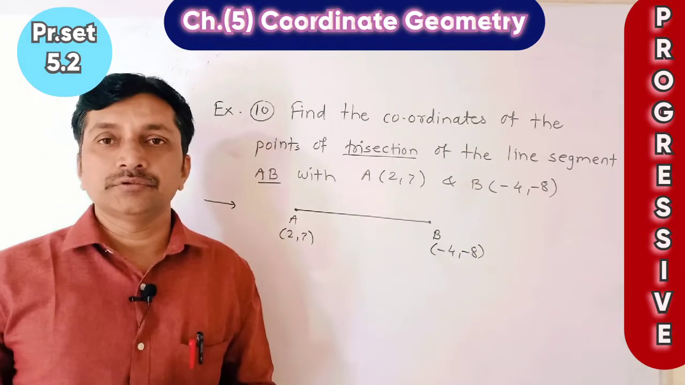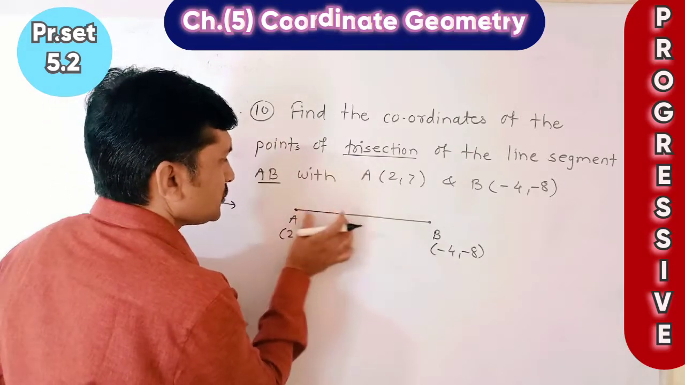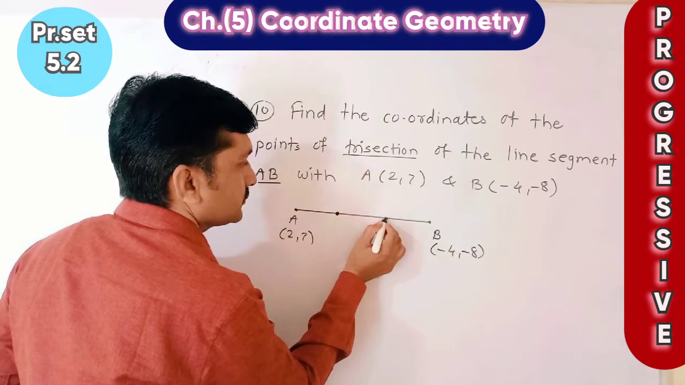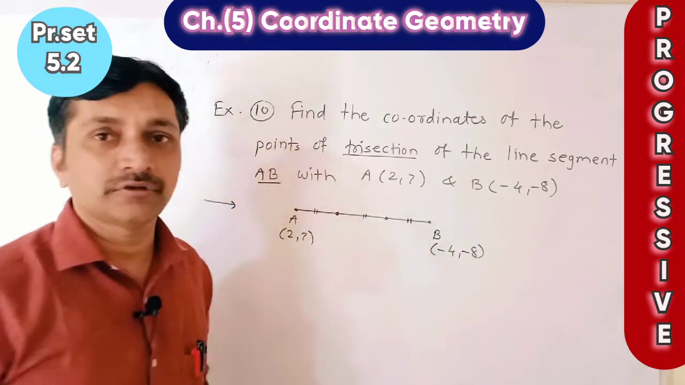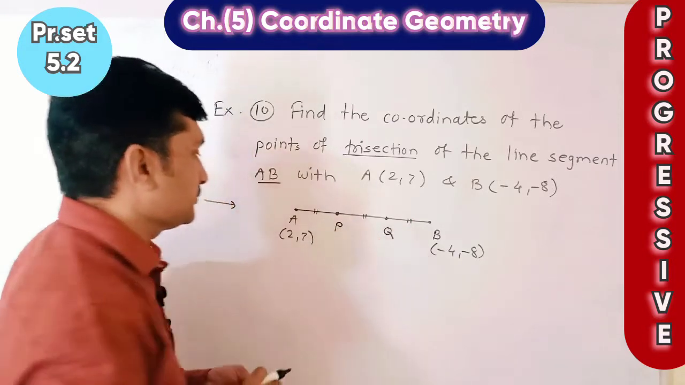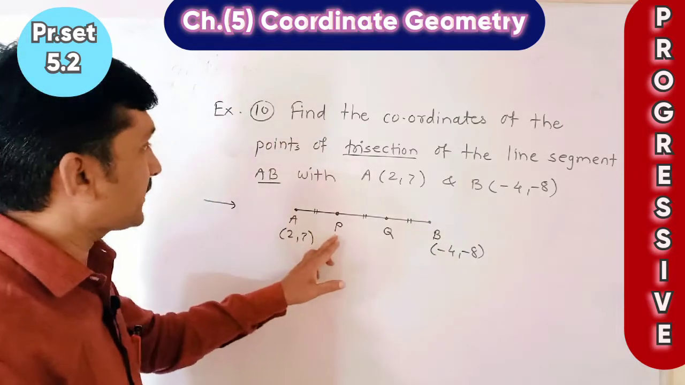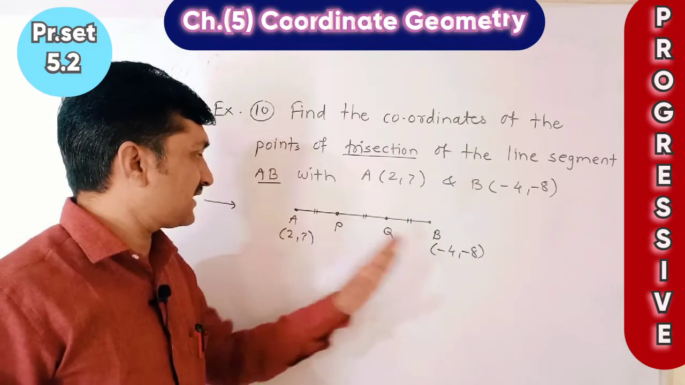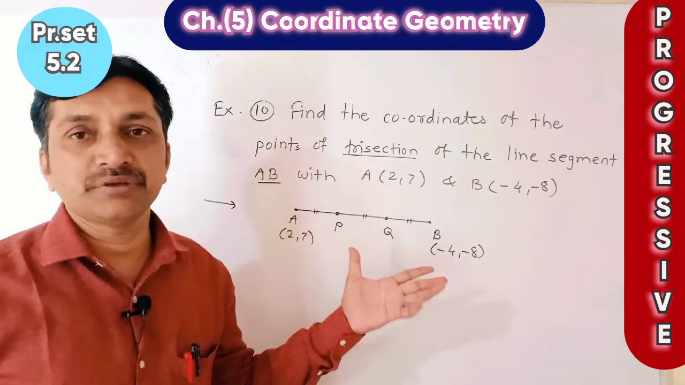This segment is divided into three equal parts: one part, two parts, and a third part. All these three parts are equal. Trisection means three parts, and I give the points the names P and Q. So AP is the first part, PQ the second part, and QB the third part. We have to find the coordinates of these two points P and Q. The coordinates of A and B are already given, so we have to find only the coordinates of points P and Q.